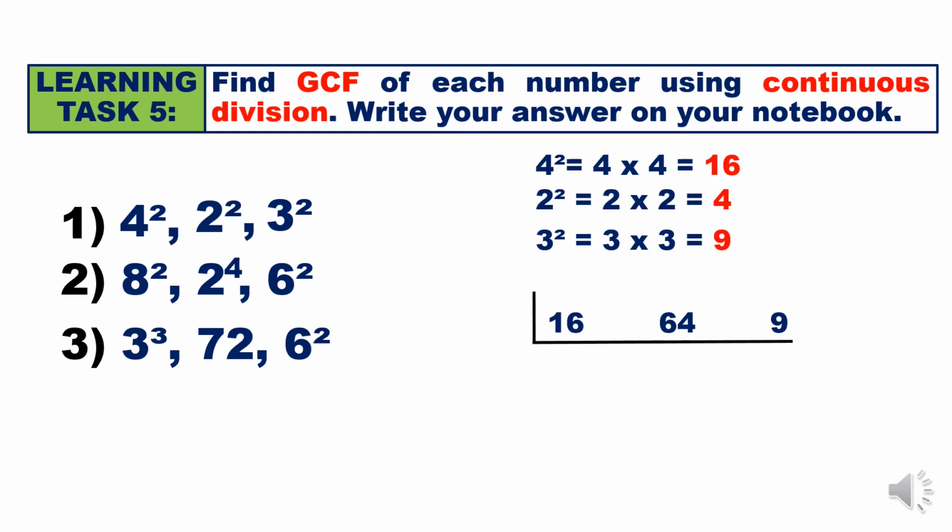Meron bang number na makakadivide sa 16, 64, and 9? Wala. Ang meron lang ay 1. Ang pwede lang ay 1. Kaya 16 divided by 1, 16. 64 divided by 1, 64 pa rin. And 9 divided by 1 is 9. Kaya ang ating GCF, 1.